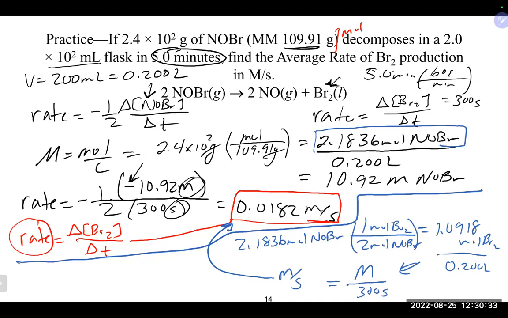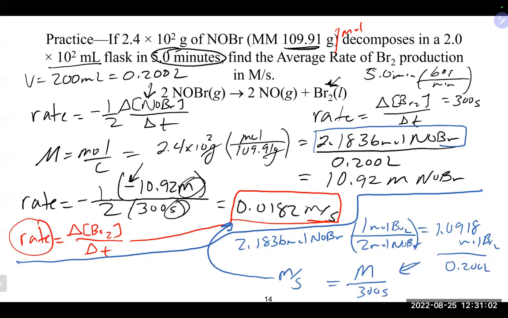So the reason, if your question is why we focused on NOBR, is really because that was the only information that was given to us. What was given to us was the grams of NOBR. We also had the volume and all that kind of stuff. So one approach was how we did at the beginning there. Since we have everything about NOBR, we could use the rate expression for NOBR to figure out the average rate of the reaction, which is what that 0.0182 number represents.